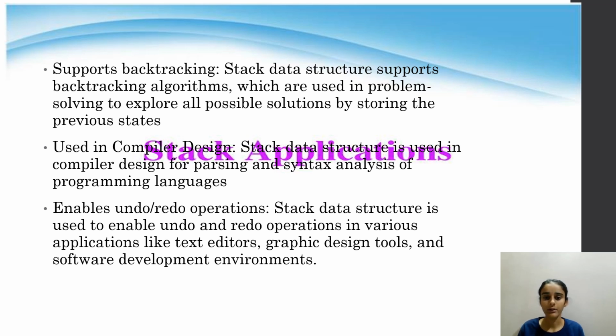Enables undo and redo operations. Stack data structure is used to enable undo and redo operations in various applications like text editors, graphic design tools, and software development environments.